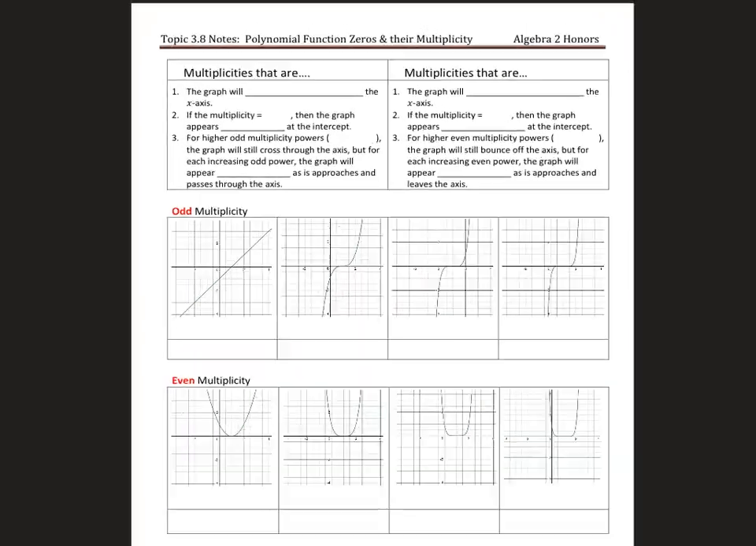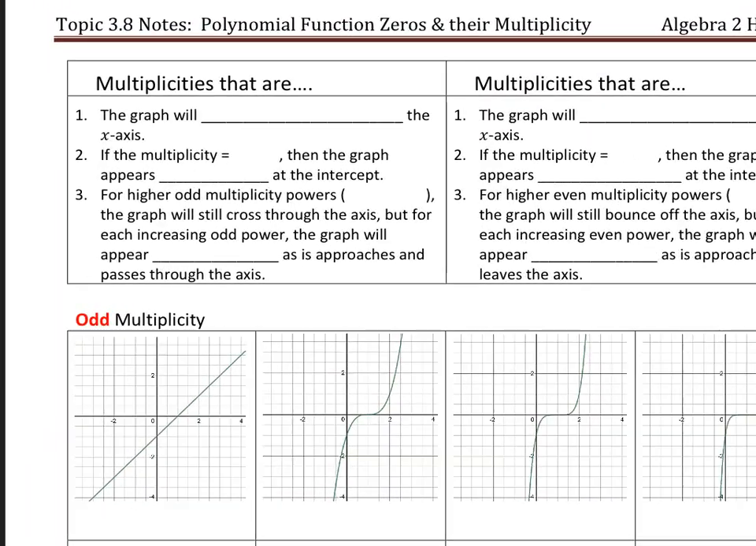Okay, let's drill into the multiplicities a bit further. I'm going to start with multiplicities that are odd. And as we've already seen, the graph will pass through the x-axis if the multiplicity is odd.